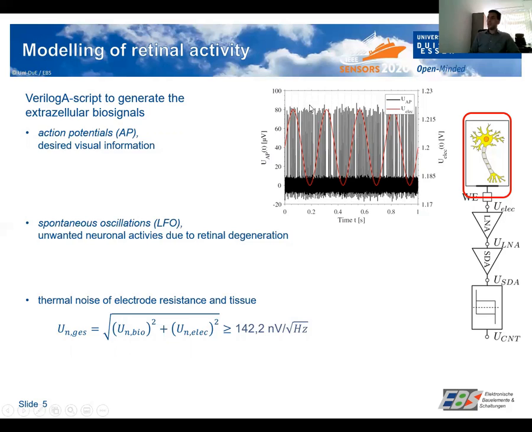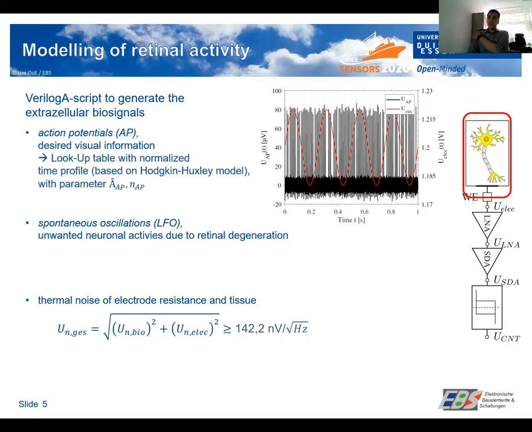You can see here the black line is the voltage of the action potential, which consists of the settled action potentials. The time shape of such a spike is programmed with a lookup table, in which the parameters of the amplitude and number can be set. The electrode voltage, the red line, is applied on the input of the LNA, and this voltage is the sum of the spikes and the oscillations, which is approximated via some sine waves.